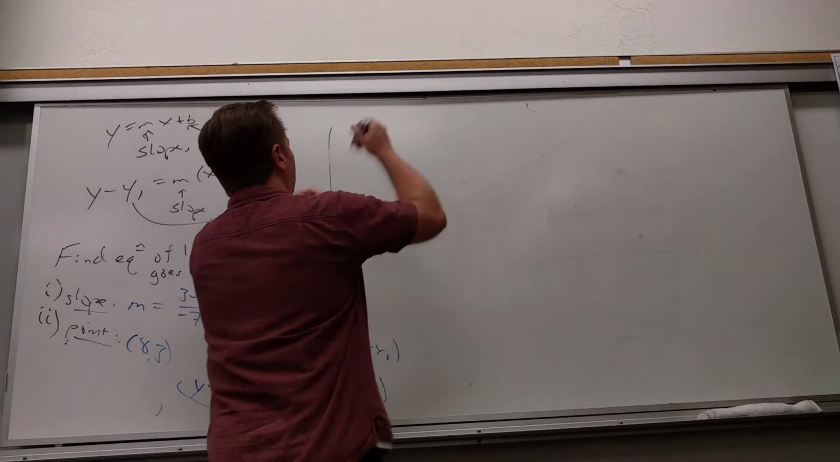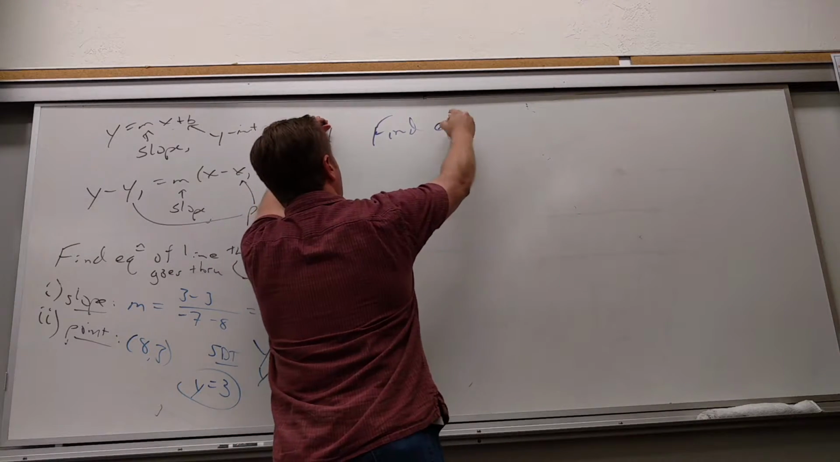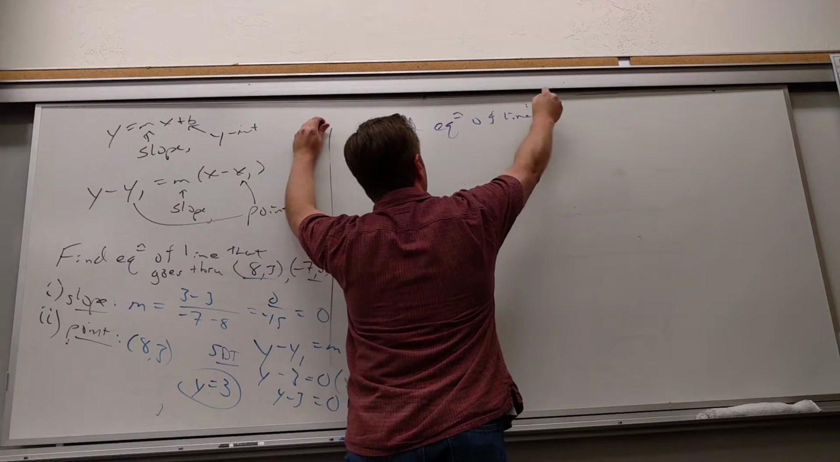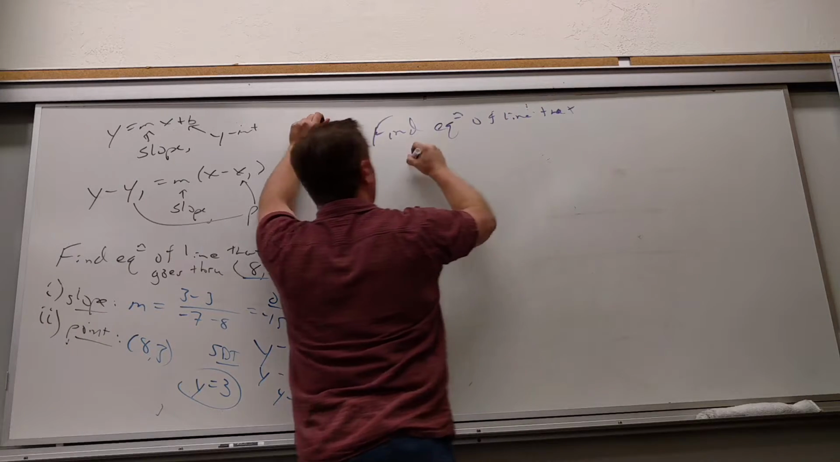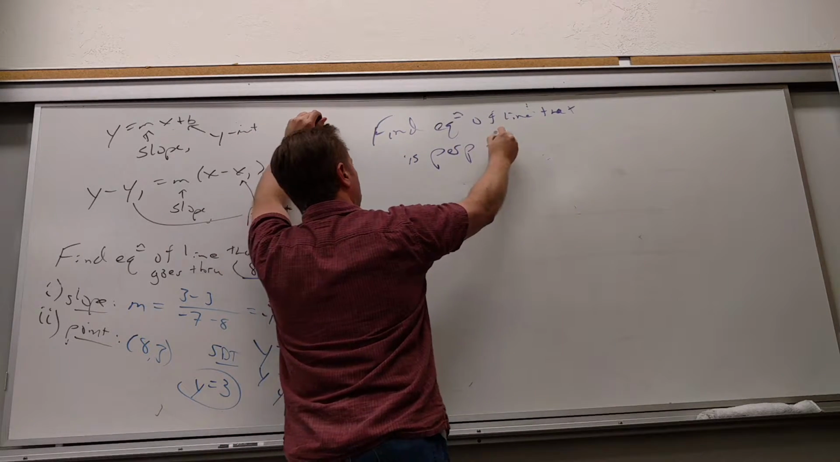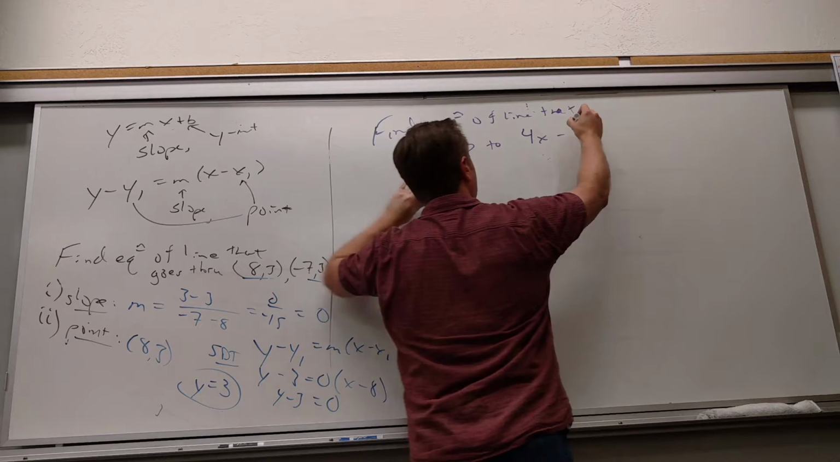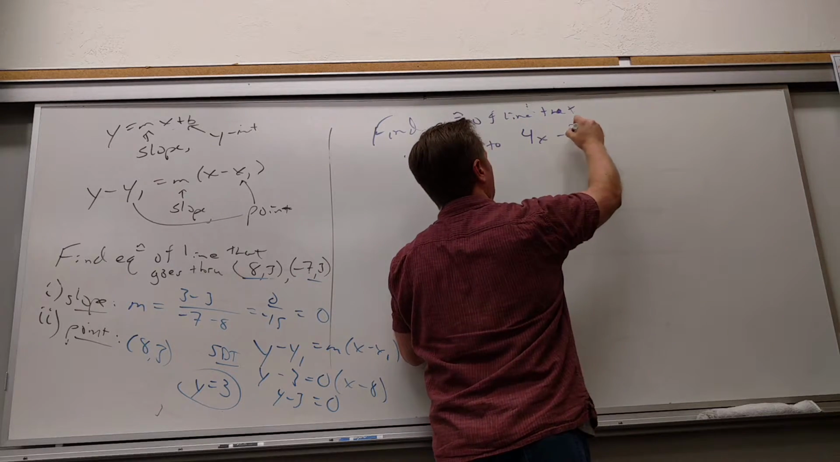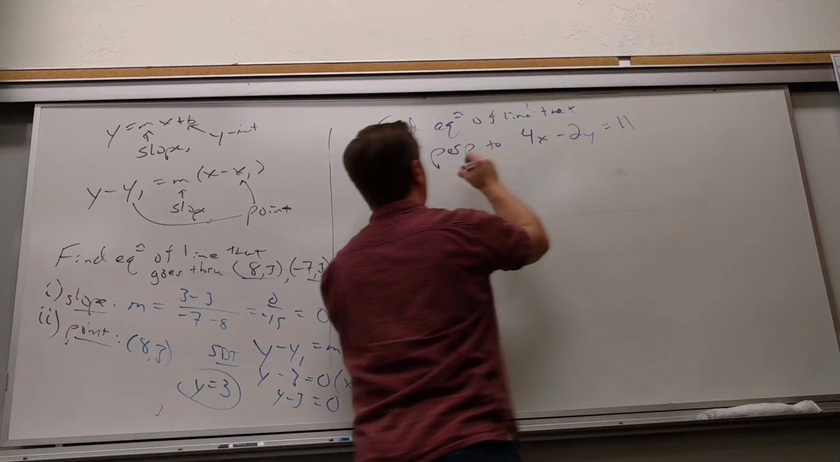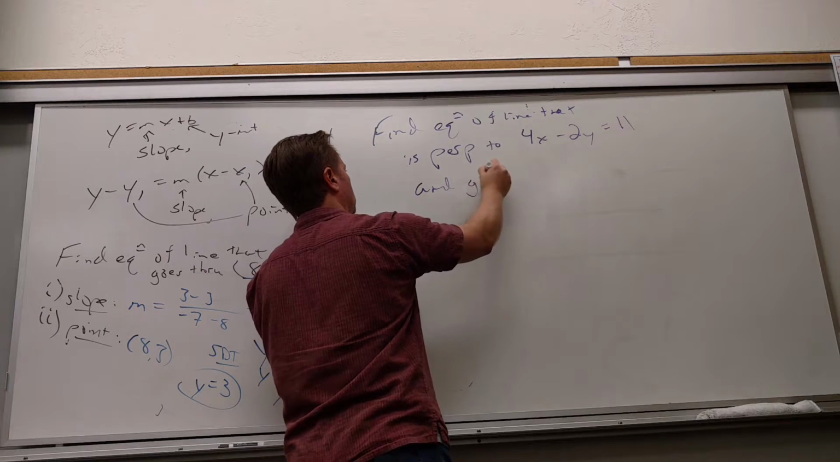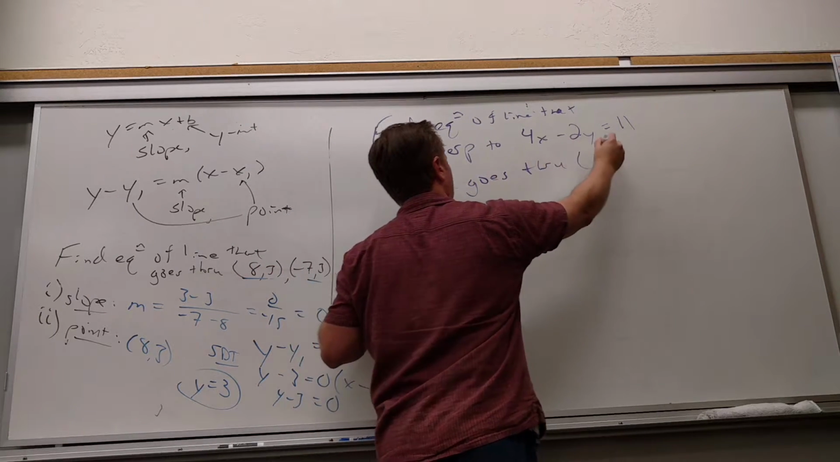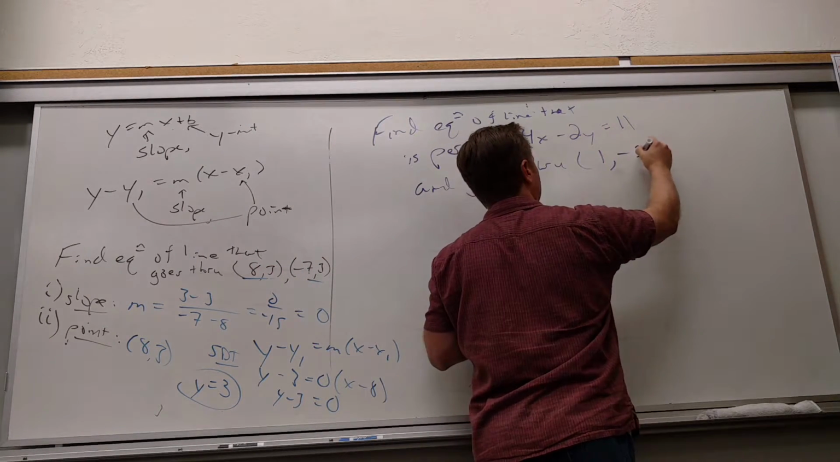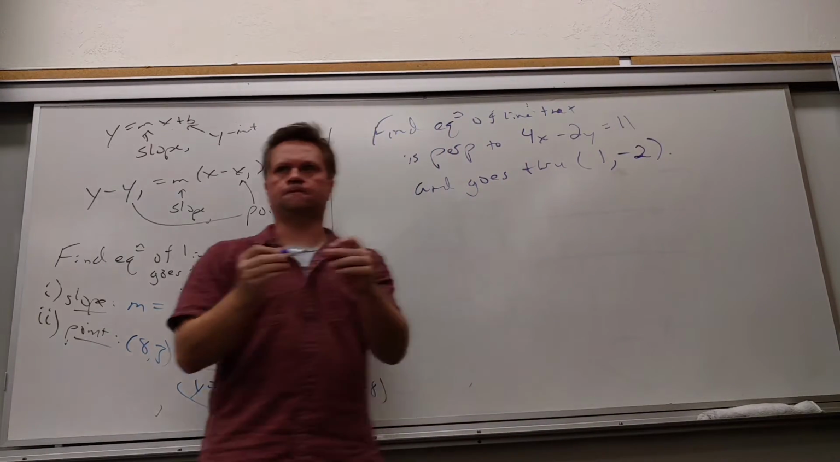Okay, now let's find the equation of a line that is perpendicular to this line and goes through (1, -2). Sure. I like it.